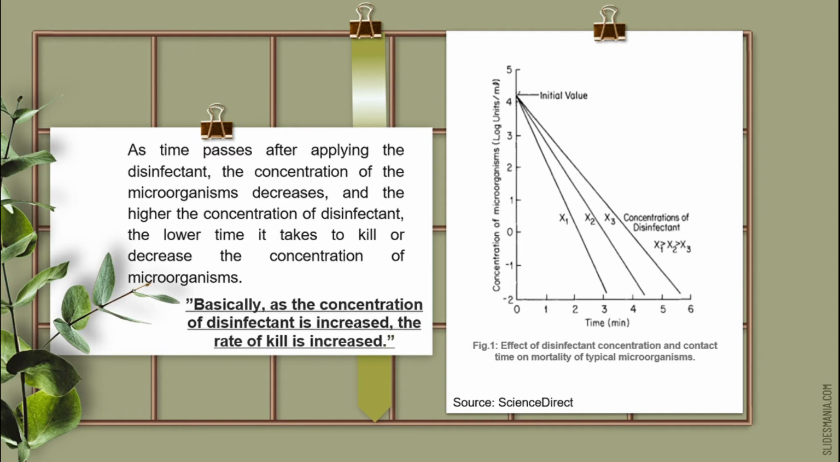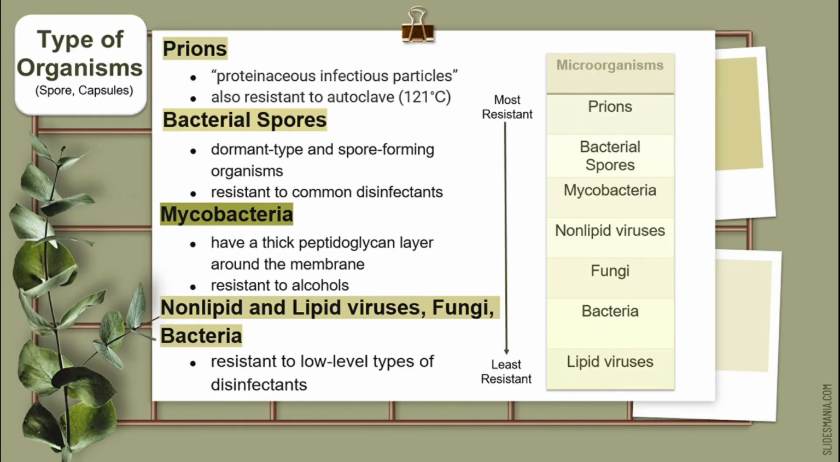In interpreting this, as time passes after applying the disinfectant, the concentration of the microorganisms decreases, and the higher the concentration of disinfectant, the less time it takes to kill or decrease the concentration of microorganisms. Basically, as the concentration of the disinfectant is increased, the rate of kill of microorganisms is also increased. The next factor is the type of organism.